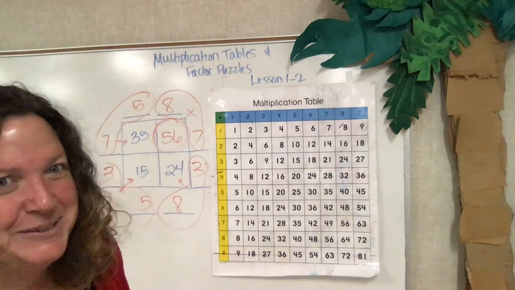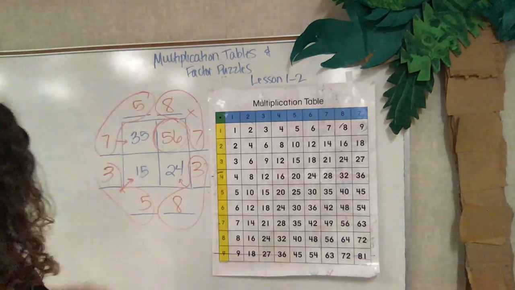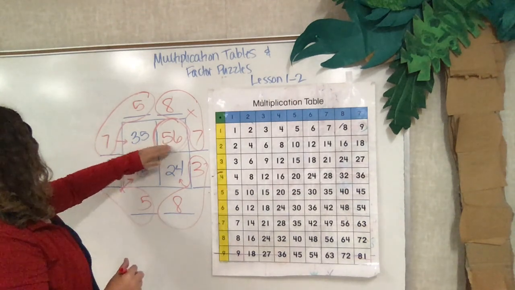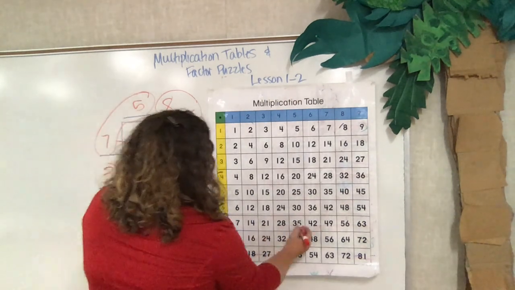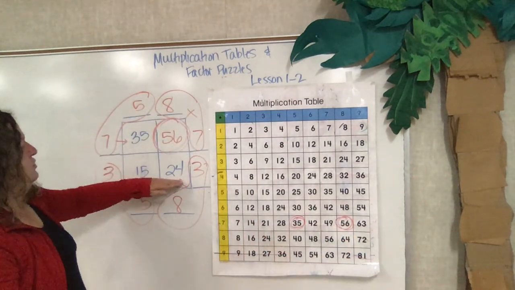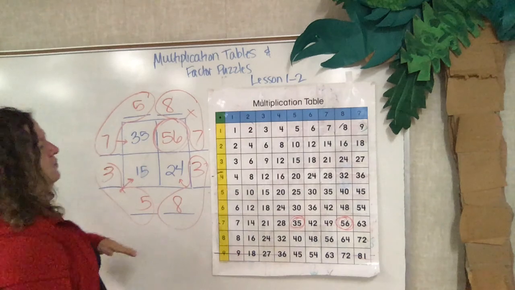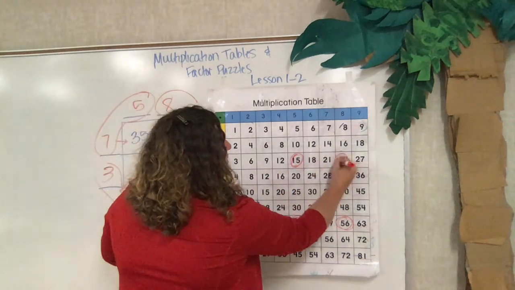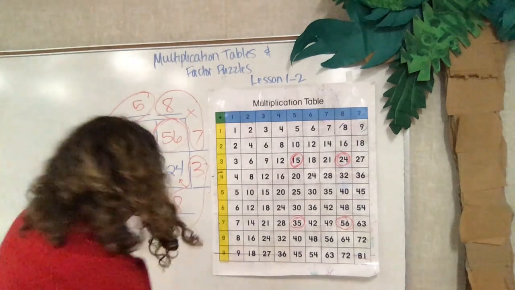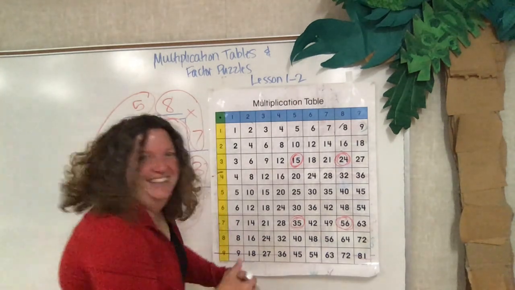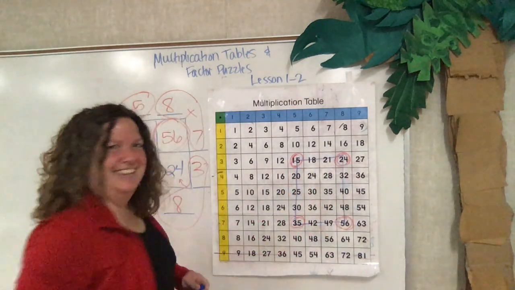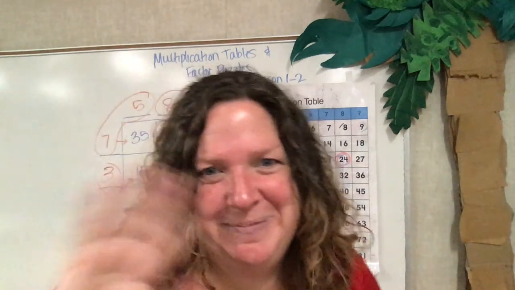Nice job. If you're like, oh, I think I did it, but I want to check myself, let's just circle those boxes and see if they form a square. 35 and 56 in the 7 row. 15 and 24 in the 3 row. Didn't they make a box? They did. Way to go. See you next time.